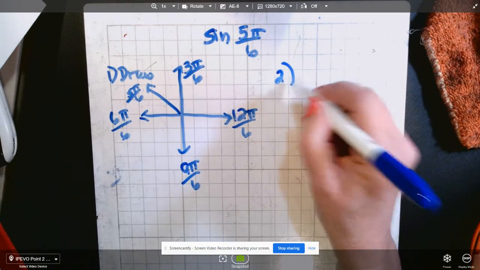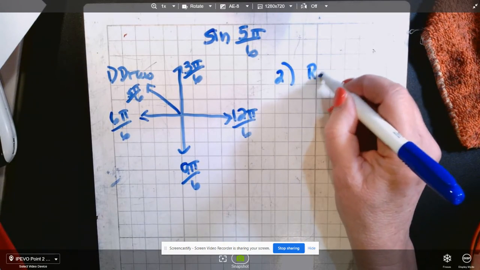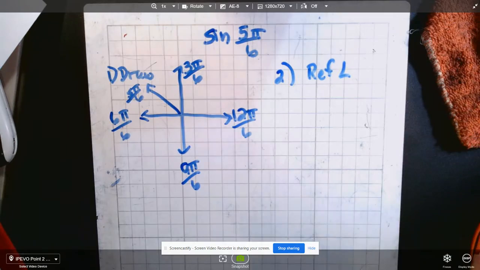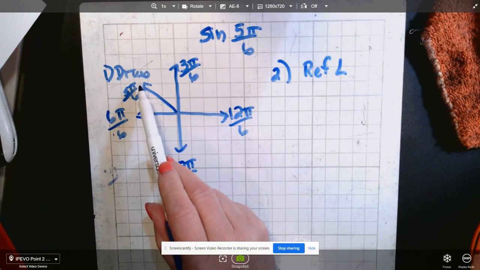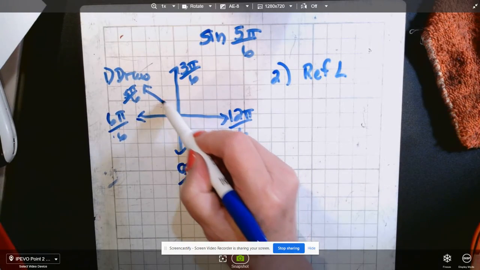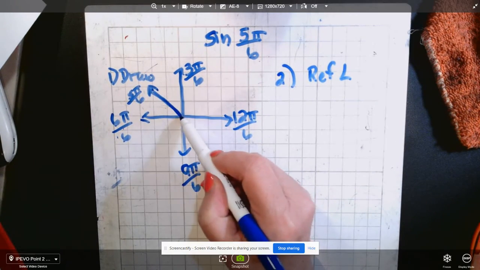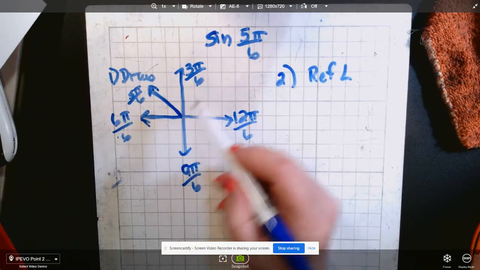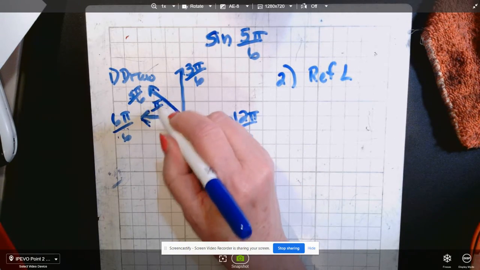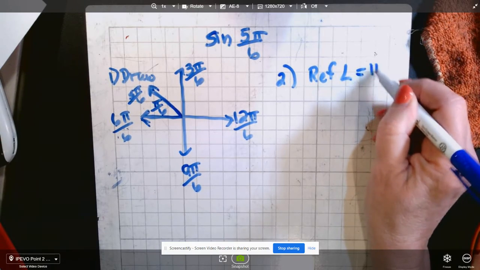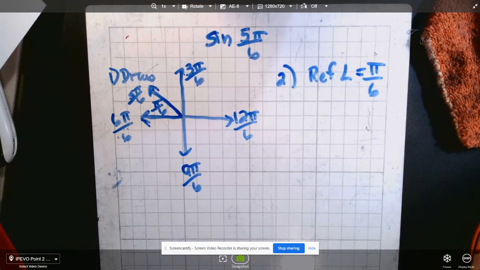The second thing you want to do is figure out what is the value of the reference angle. Well, if this is 6 pi over 6 and this is 5 pi over 6, remember the reference angle is always between the terminal side and the closest x-axis. So if I'm going from 5 to 6 pi over 6, this would have to be pi over 6. So I know my reference angle is pi over 6.